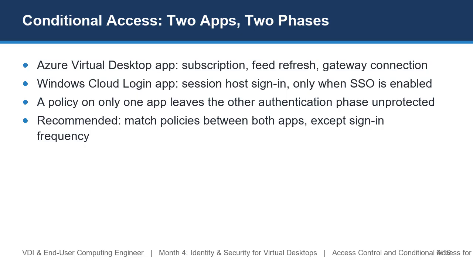Every AVD connection can authenticate twice, once to the service, and once to the session host if single sign-on is enabled. The Azure Virtual Desktop app governs the first phase: subscription, feed refresh, and the gateway connection. The Windows Cloud Login app governs the second phase, the session host sign-in itself. A conditional access policy that only targets the Azure Virtual Desktop app leaves that second phase completely unprotected once SSO is turned on.